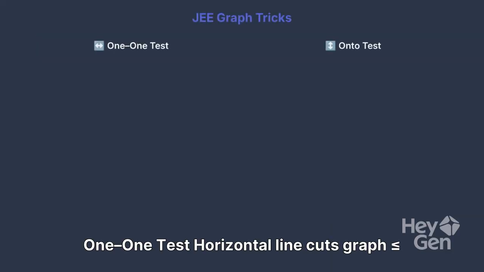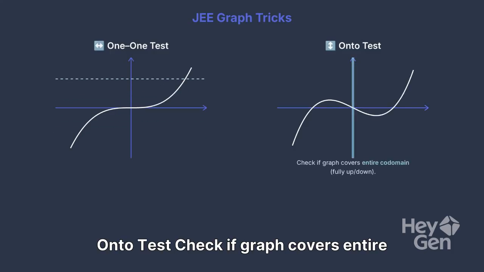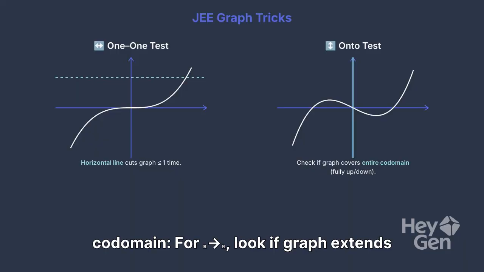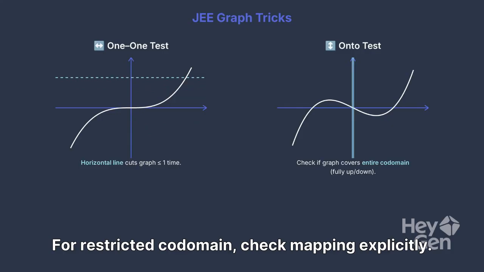One-one test: a horizontal line cuts the graph at most one time. Onto test: check if the graph covers the entire codomain. For R, look if the graph extends fully up and down. For a restricted codomain, check the mapping explicitly.